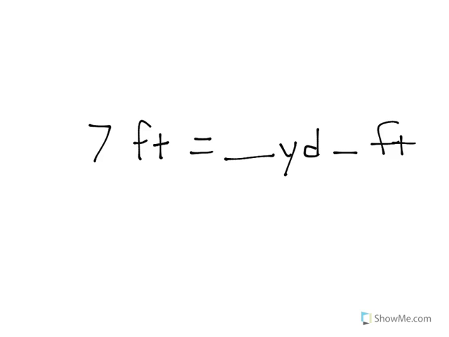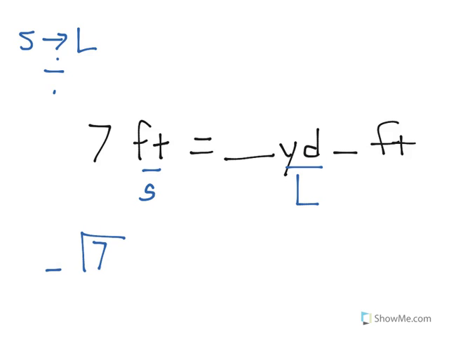So for me, I'm going to start by identifying that I'm going from feet to yards. I know that this is going to be a smaller unit to a larger unit. When I go from a small to a large, I know that I need to divide exactly. Okay? So, I'm going to take 7. 7 is my dividend. I need to figure out my divisor. Remember that 1 yard is equivalent to 3 feet. So 3 is my divisor.